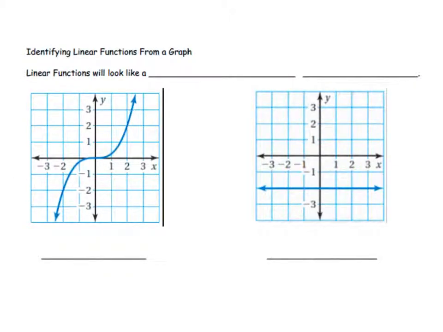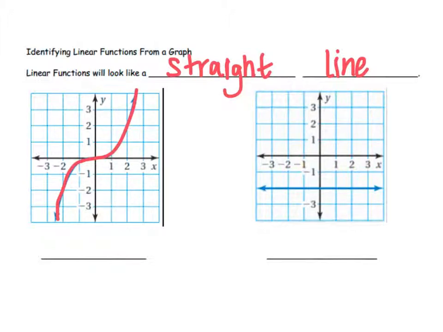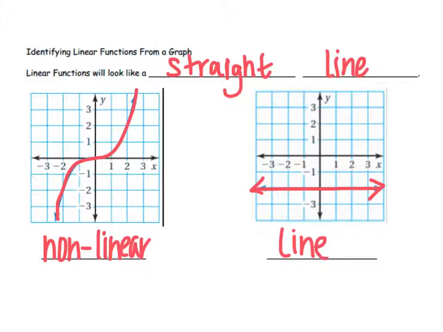Next, identifying from a graph is perhaps the easiest because a linear function will just look like a straight line. So if I look at my first function, if I trace over it, I see that that is not just a straight line, so that is nonlinear. If I look at my second one, that is just a totally straight flat line, has a constant slope, which is equal to 0, so that is a linear function.